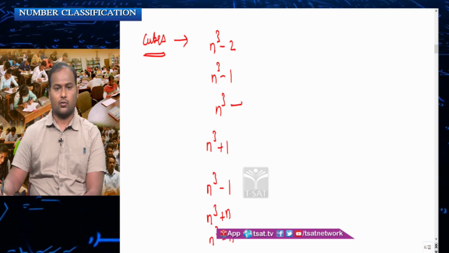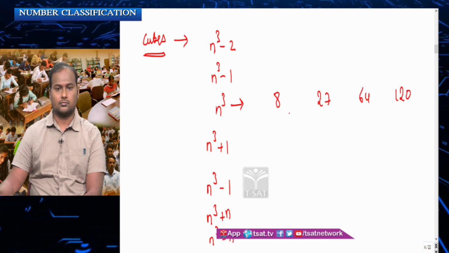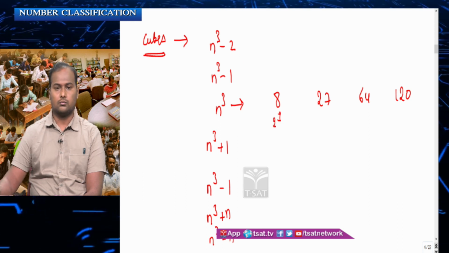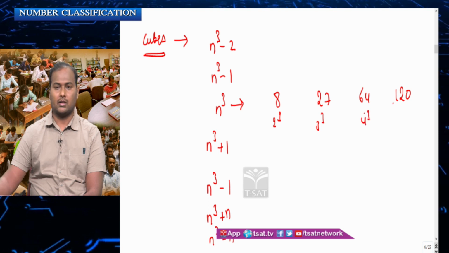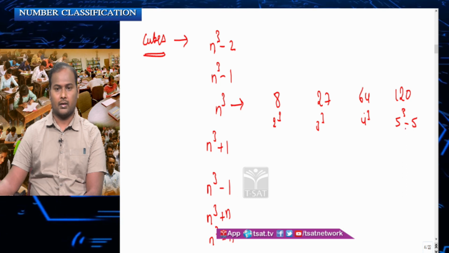For example, if the question is based on n cube, if the question is like this, then directly you know we can write these as 2 cube, 3 cube, 4 cube. But if you see 120, we can write it like 5 cube minus 5.